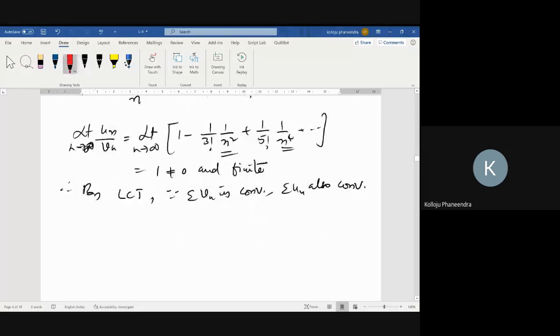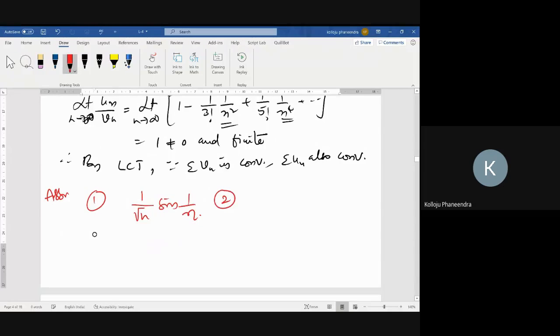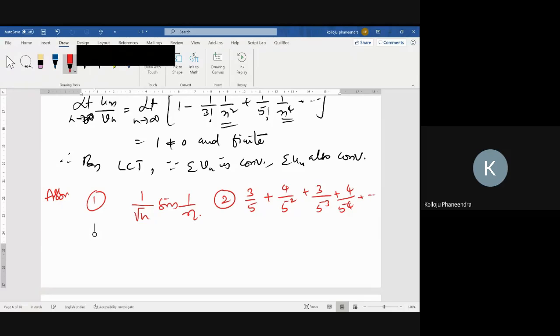And you solve this one assignment, one problem: 1 by root n into sine 1 by n. And second problem: 3 by 5 plus 4 by 5 power 2, 3 by 5 cube, 4 by 5 power 4, and so on. Next problem.